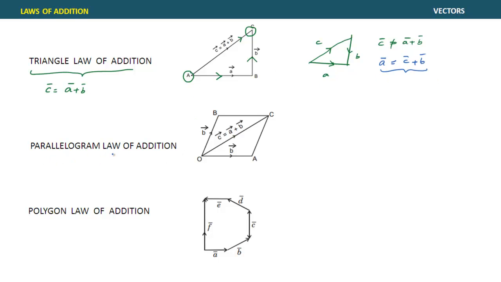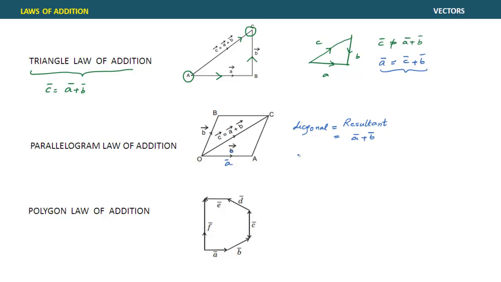The other is the parallelogram law of addition. That means if two sides are of the parallelogram, let's say, sorry, this is a misprint, this is A, right? A is one of the adjacent sides and the other adjacent side is B, then the diagonal is the resultant basically. The diagonal is the resultant, which is given by nothing but A plus B vector.